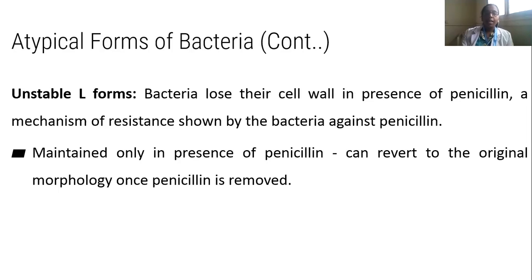There are also unstable L forms, where the bacteria lose their cell wall in the presence of penicillin, a mechanism of resistance shown by bacteria against penicillin. It is maintained only in the presence of penicillin and can revert back to original morphology once this antibiotic is removed.